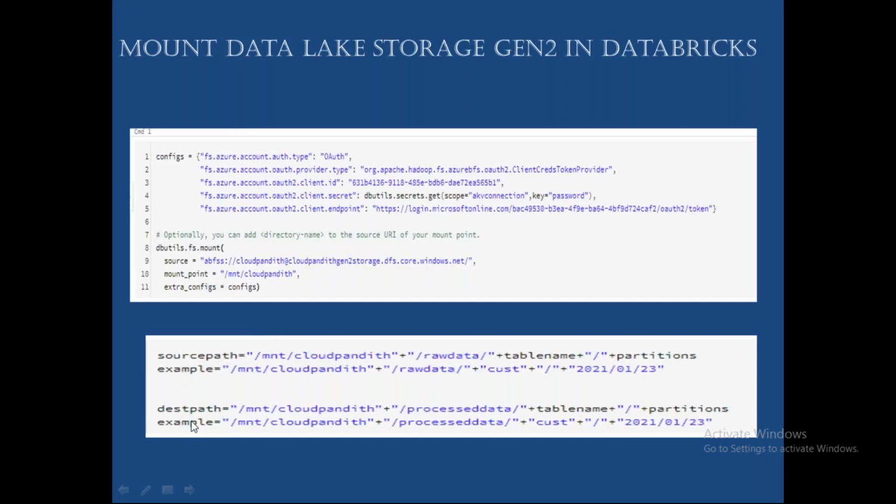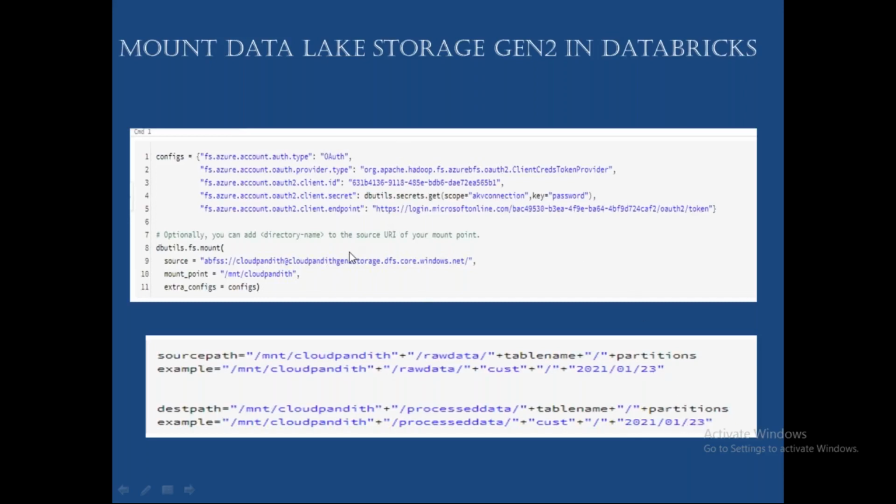Now I want to define my destination path. The destination path is the same: processed data, the table name is exactly the same, cust table, and the partition is the same. So you read data from the raw data folder for a particular partition and write the same data into the processed data folder with the same partition folder, 2021-01-23.